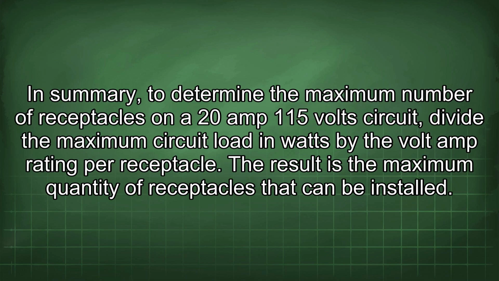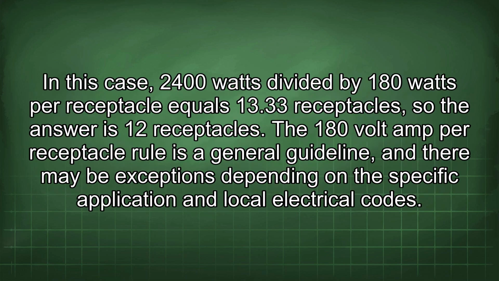In summary, to determine the maximum number of receptacles on a 20 amp 115 volt circuit, divide the maximum circuit load in watts by the volt amp rating per receptacle. The result is the maximum quantity of receptacles that can be installed. In this case, 2400 watts divided by 180 watts per receptacle equals 13.33 receptacles, so the answer is 12 receptacles.